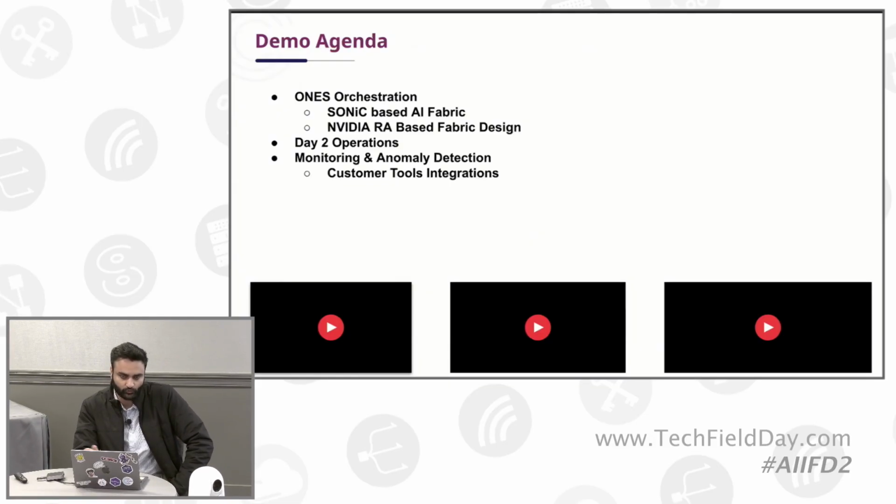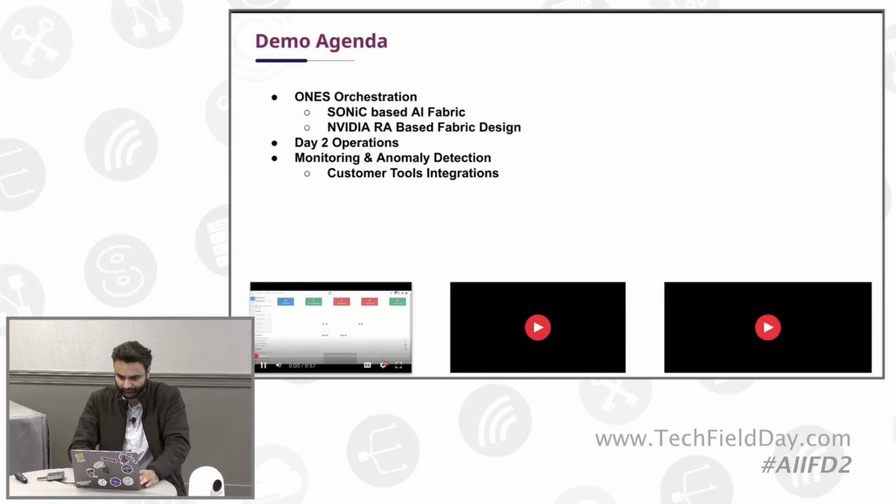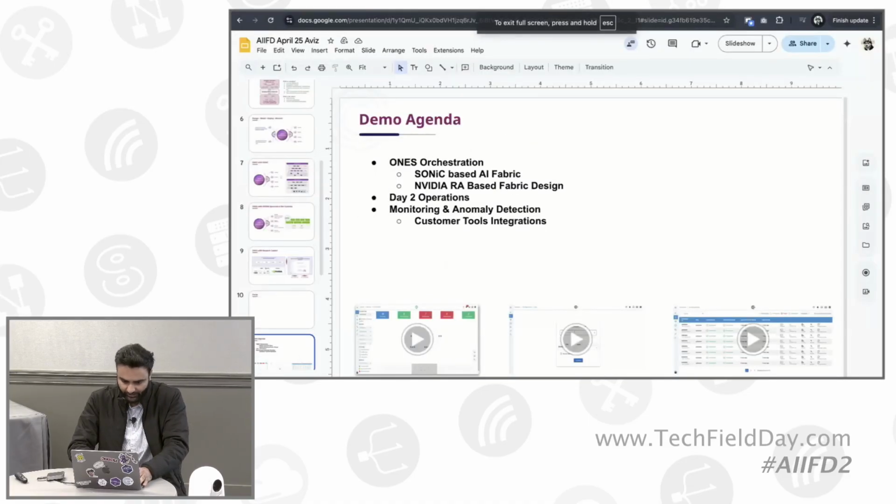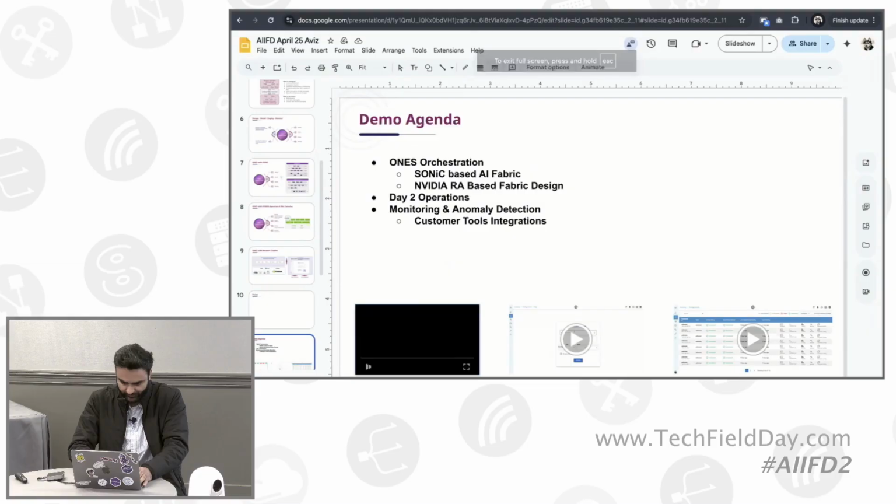And I'll also show what inventory we collect, how we do anomaly detection with the inbuilt rule engine that we have, and how you can integrate all the alerting and notification with customer tools like Zendesk, ServiceNow, or Slack. And obviously, in between I'll have some questions also. So I'll start with Sonic-based AI fabric first.